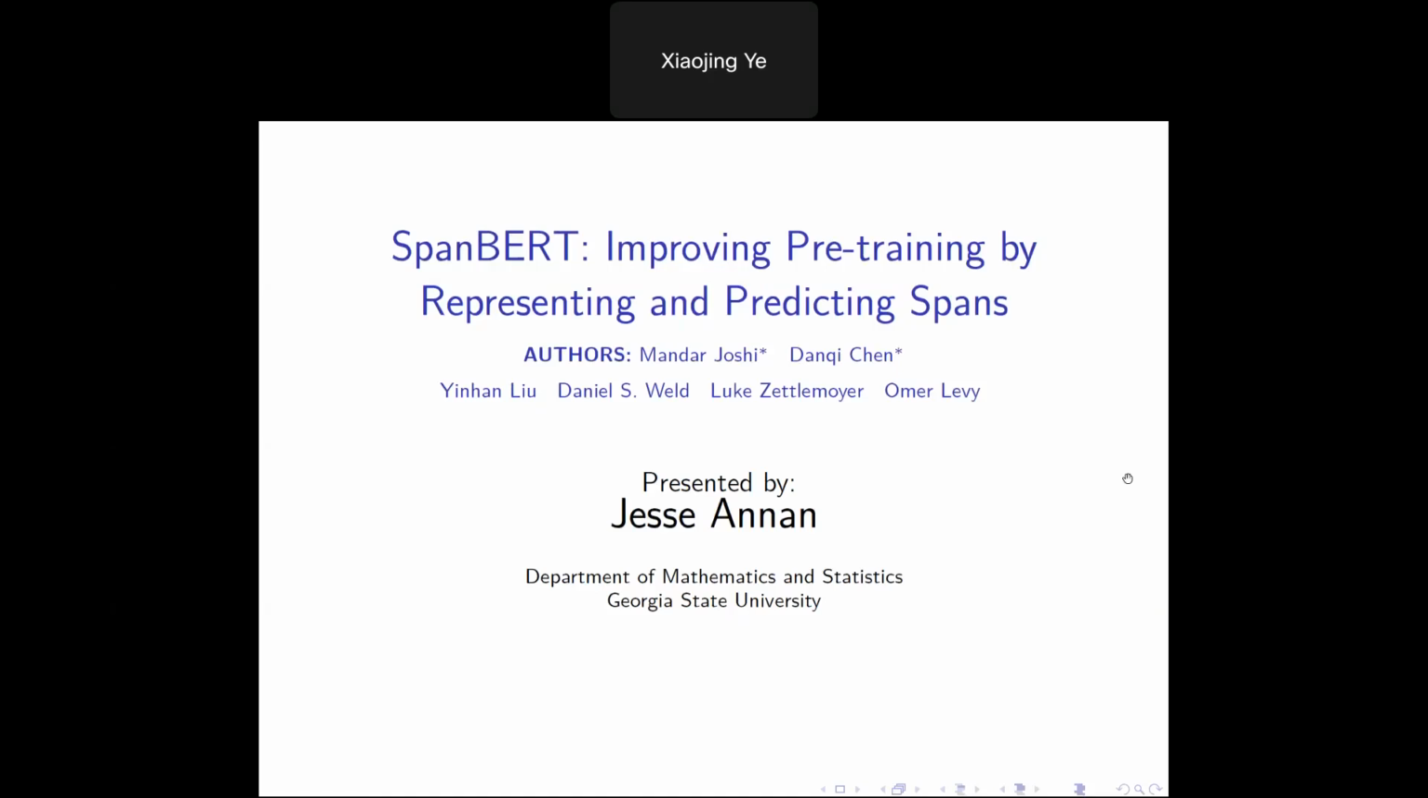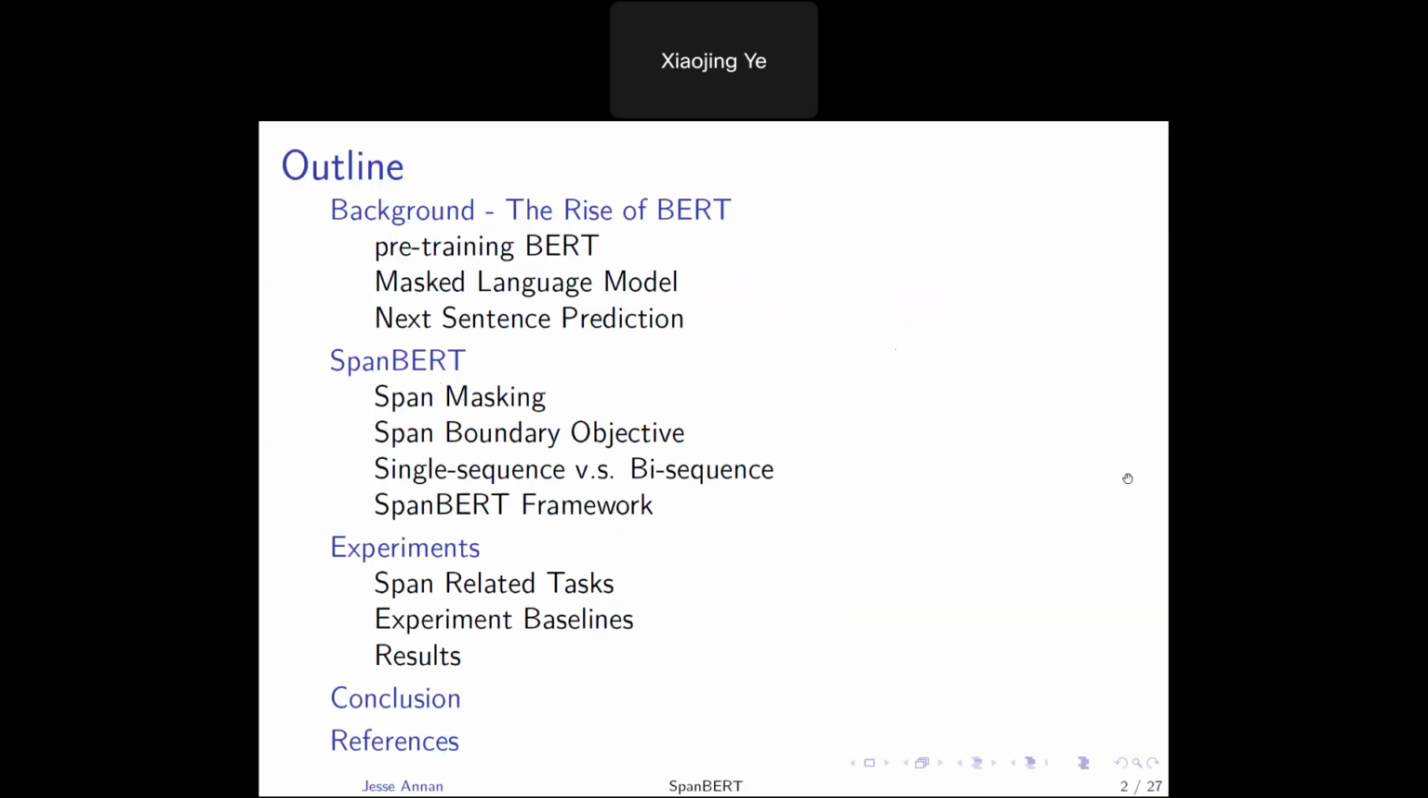I'm Jesse, and I'm here to present SpanBERT, improving pretraining by representing and predicting spans. This pretraining method is actually an extension of the more famous one, BERT. Before we get into SpanBERT, we'll talk a bit about BERT: first, the pretraining tasks and the objective function BERT tries to optimize. Then we move on to SpanBERT, talk about the masking schemes and what it did differently from BERT. Then we move on to the experiments and conclusions.